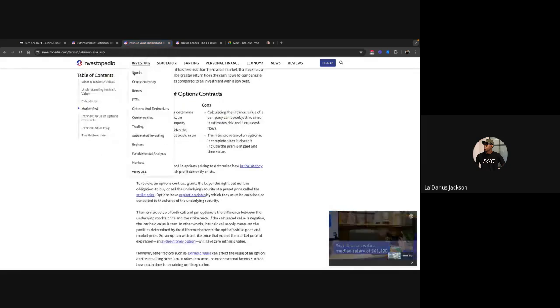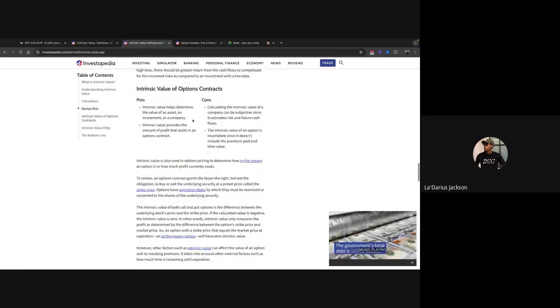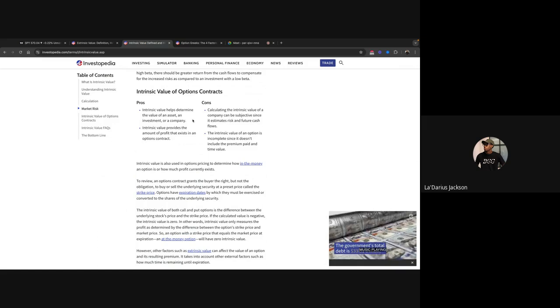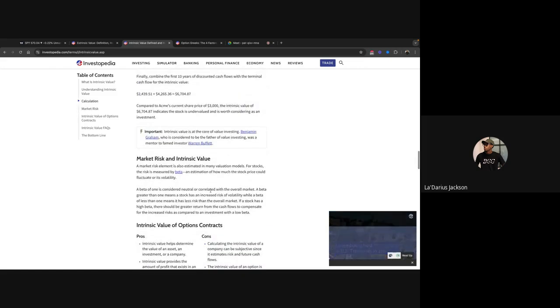All right, I'll take silence as a thumbs up. All right, cons. Calculating the value of the company can be subjective because it estimates risk and future cash flow. Again, this talks about calculating it. We don't have to do that, so I wouldn't worry too much about that. The second point is that the intrinsic value of an option is incomplete since it doesn't include the premium paid and the time value. The premium paid is what you actually pay for the contract. Time value is theta. We'll talk about time decay next. But I just want to brush over these so we know.